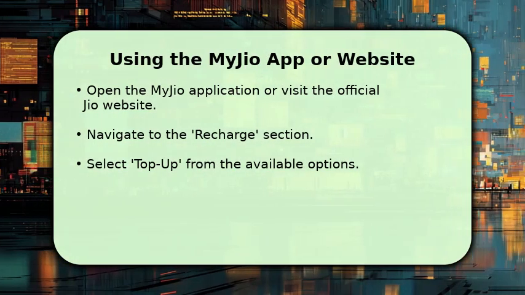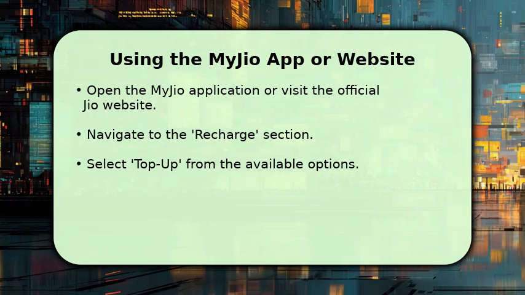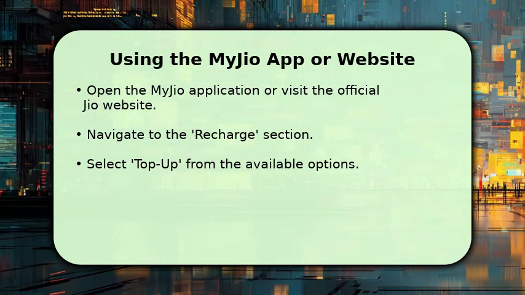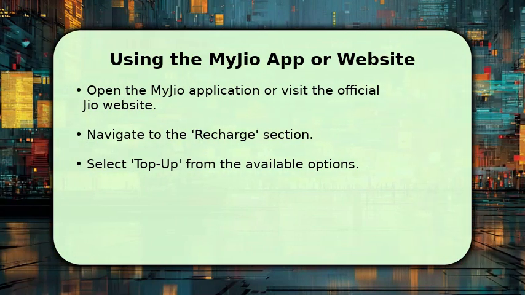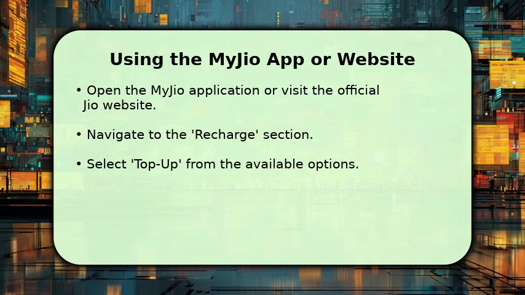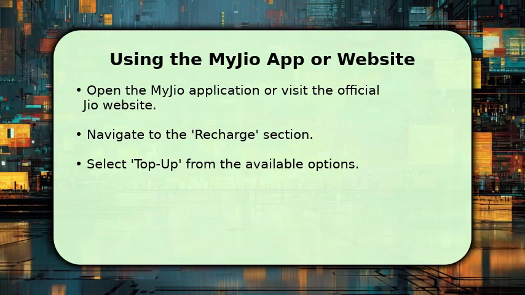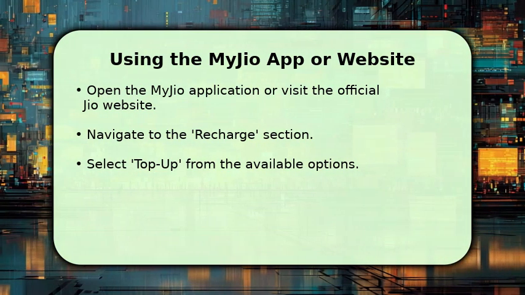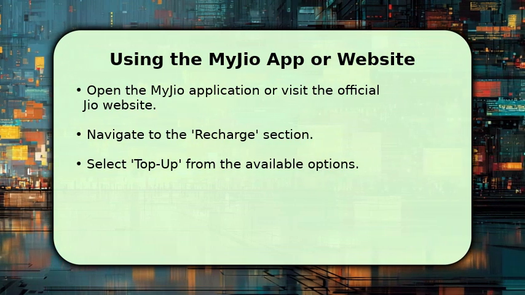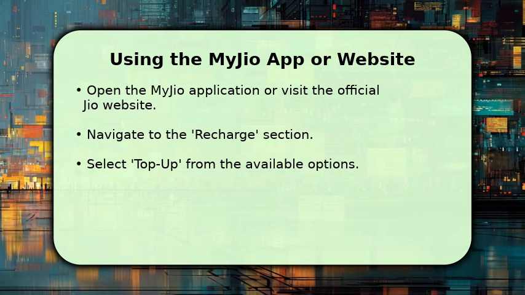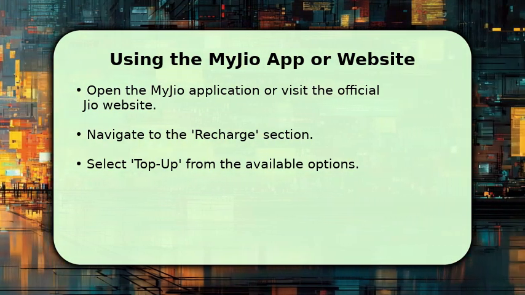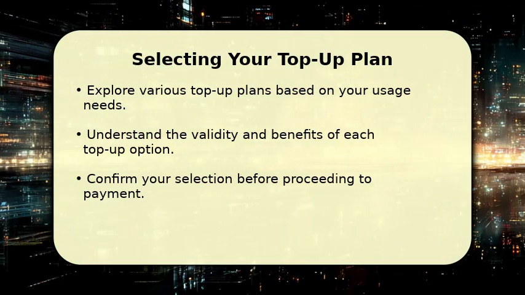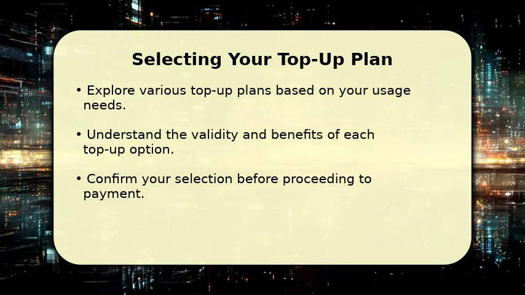To begin, simply open the My Jio application on your smartphone or head over to the official Jio website on your computer. Once logged in, locate and tap on the recharge option, usually found prominently on the main screen. From the various recharge categories, choose Top Up. You will then be prompted to enter your Jio mobile number and specify the exact top-up amount you wish to add. After entering your number and the amount, you will see a range of available top-up plans.